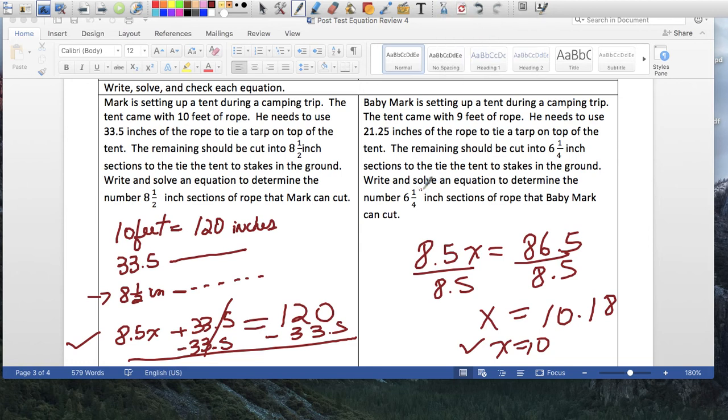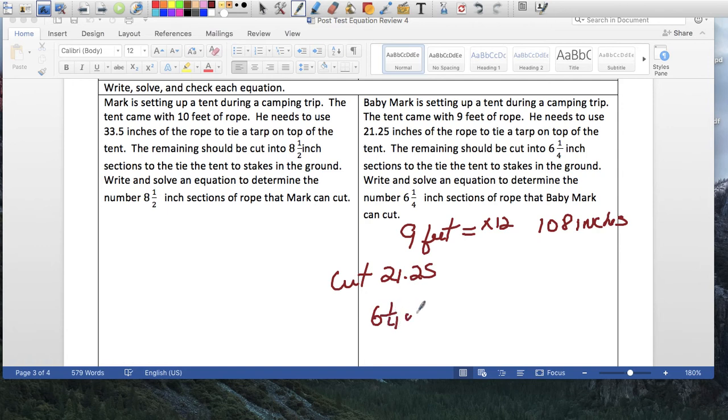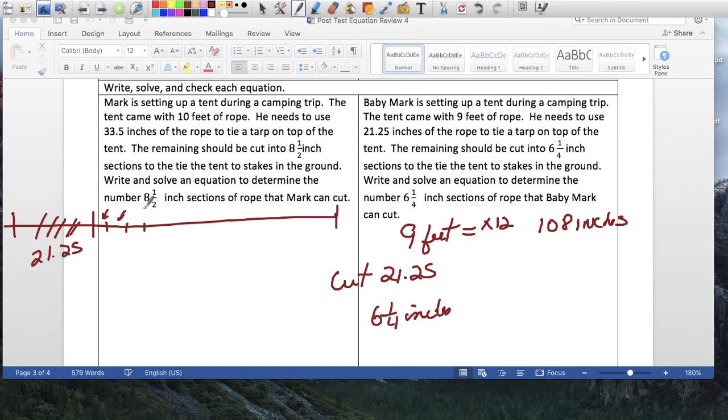Okay. So same thing with baby Mark. He has 9 feet of rope, which you multiply by 12. It's going to give us 108 inches. So out of that, you're going to cut 21.25 out, and then with the remaining, you want 6 1/4 inch pieces, right? So you had a long one of 108 inches. You're going to take this out, which is 21.25 inches, and then from this one, you want to cut 6 1/4 inches. So how many of these do I have?